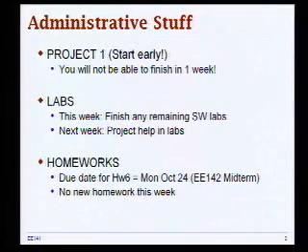Homework 6, we extended the due date to next Monday because some of you have the E142 midterm. If you finish early, that's great. And there'll be no new homework posted this week.